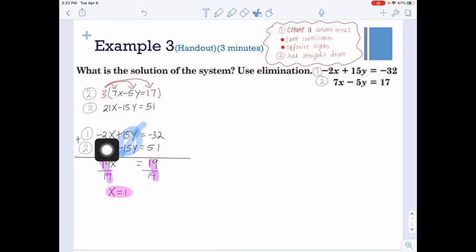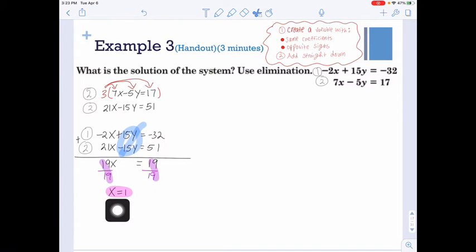If we add straight down, we have negative 2x plus 21x gives us 19x, 15y minus 15y gives us 0, and negative 32 plus 51 gives us 19. Our goal is to get x by itself. Right now we have 19 times x. The opposite of multiplication is division, so we're going to divide both sides by 19. 19 divided by 19 gives us 1, so we're left with 1x or just x. 19 divided by 19 again is 1, so we get x equals 1.